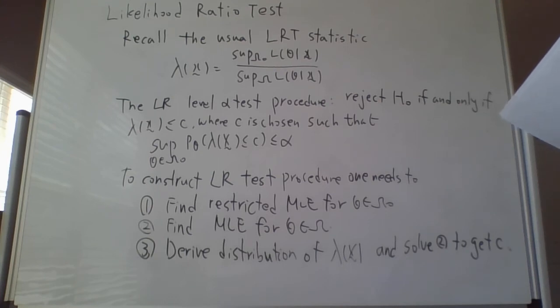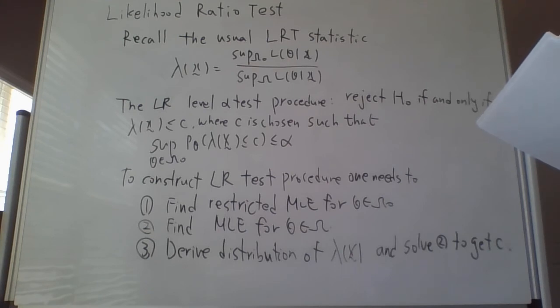So the first step to construct the likelihood ratio test is to find the restricted MLE for theta in omega 0. So under the null hypothesis, we need to find the restricted maximum likelihood estimator. And the second step is to find the maximum likelihood estimator when theta is in the entire parameter space omega.